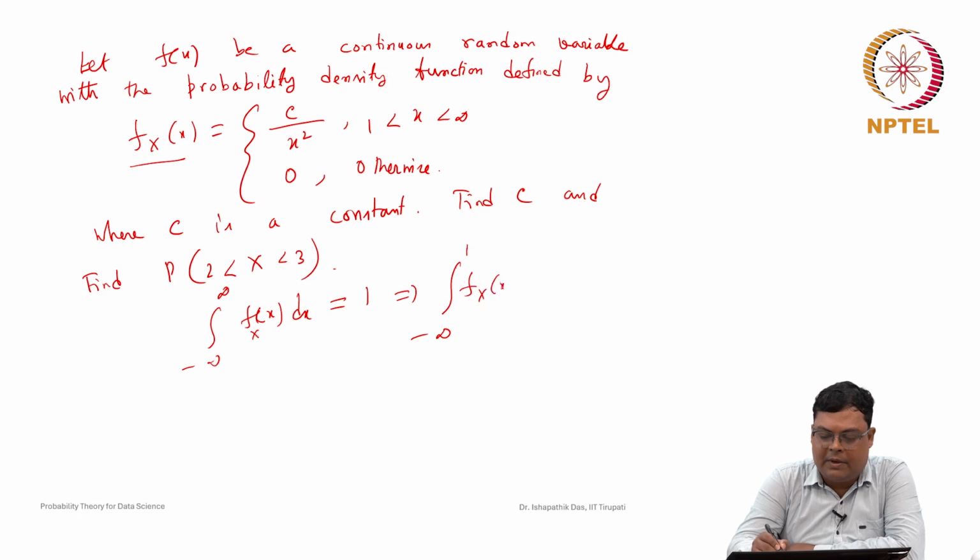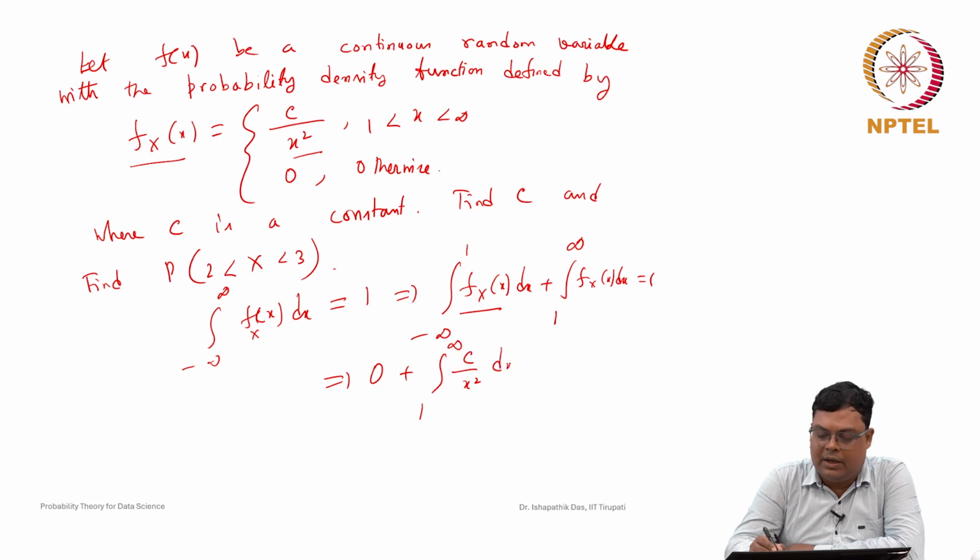plus 1 to infinity of f(x) dx, because it is non-zero there, and this is equal to 1. Which implies, it is 0 inside the first interval, this is 0, plus what is the value here, the integration from 1 to infinity of c by x square dx, and this is equal to 1.